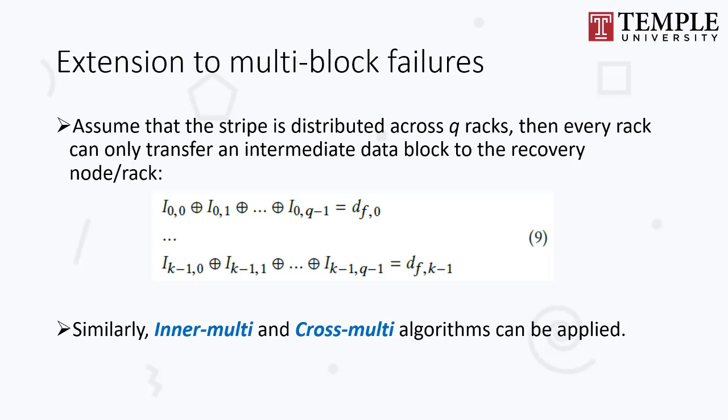In the multi-block failure scenario, the partial decoding in each rack needs to be conducted multiple times to obtain all the required intermediate data blocks. After the intermediate data blocks are generated, each sub-equation in 9 can be considered as a single block failure scenario as previously analyzed. The difference is that there will be multiple cross-rack transfers for each rack.